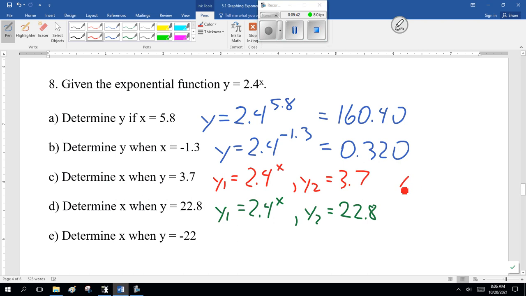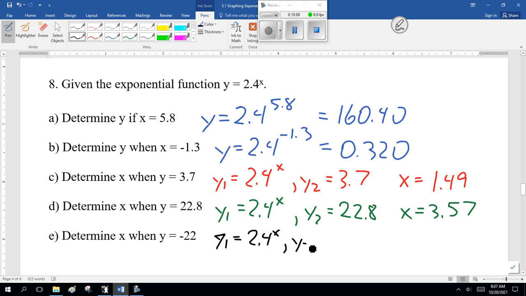Okay, so graph these. We'll come back and compare results. All right guys, for this one I got x equals about 1.49 something. And for this one, x equals 3.57 is what I got. Okay? Now, the last one is sneaky. Why is it sneaky? Well, y1 is 2.4 to the x, y2 is minus 22.